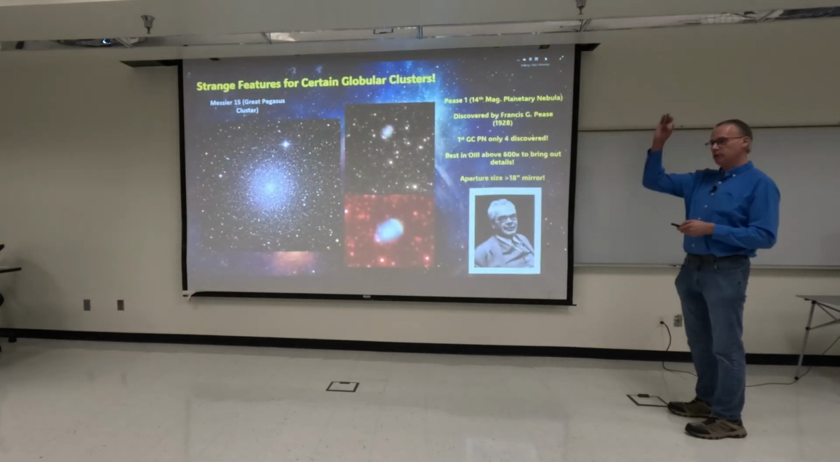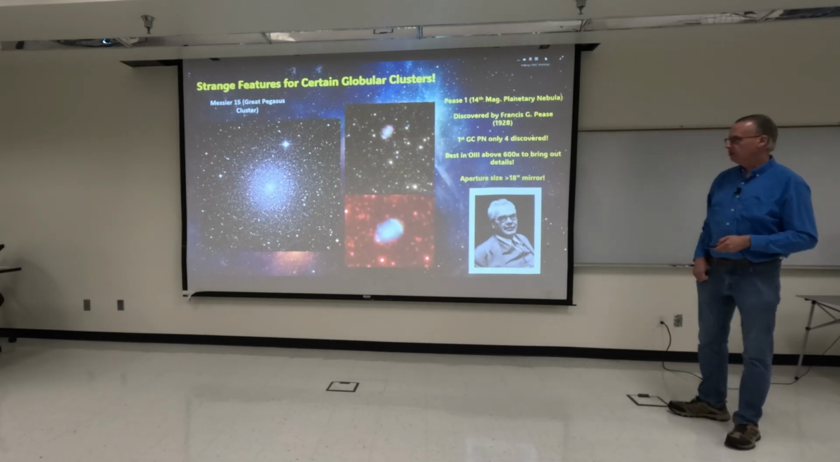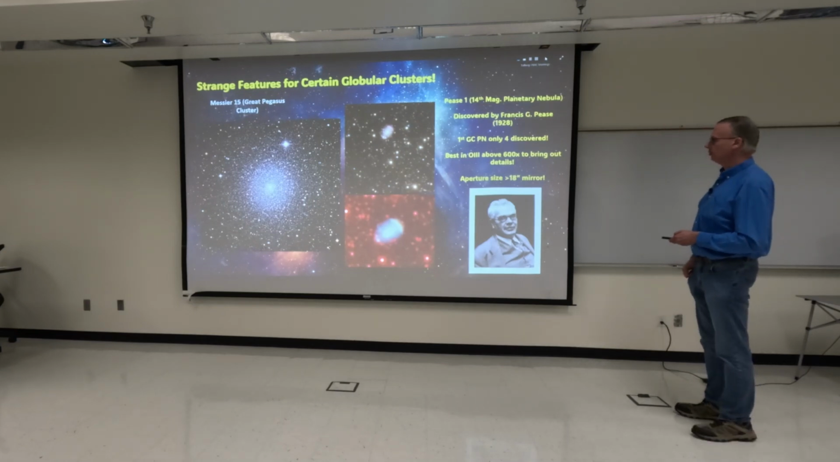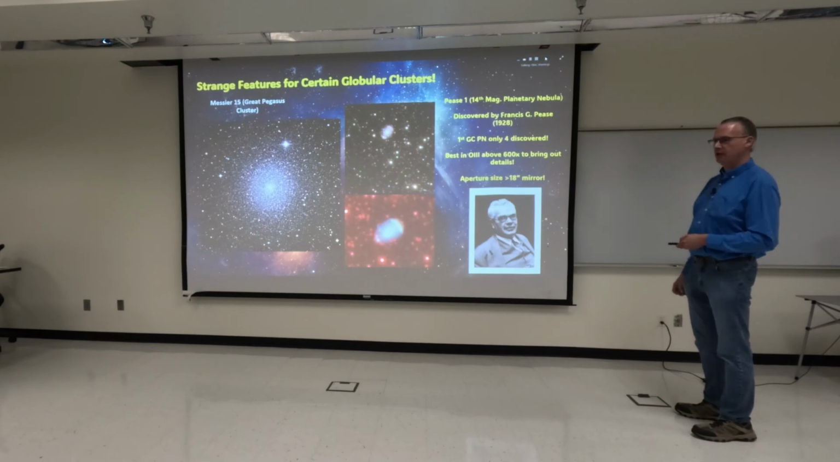But every one of those red spots is basically a globular cluster. Now, strange features of certain globular clusters. Messier 15. We only know about a handful of globular clusters in which we found planetary nebulas, and in Messier 15 there are 4.